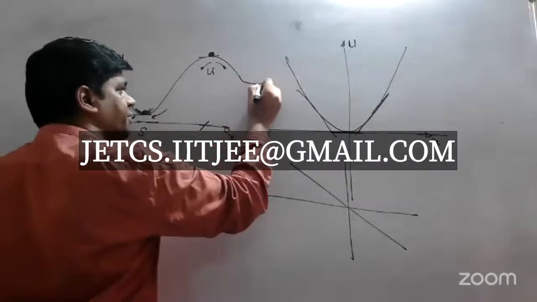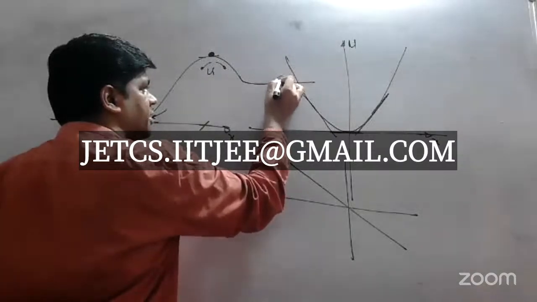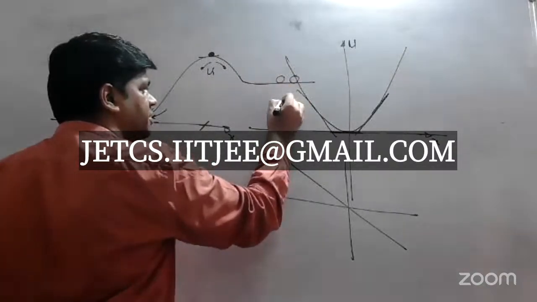But if I've got a potential energy function like this, and I have a particle here, if I displace it a little, it stays there. This is a neutral equilibrium position.